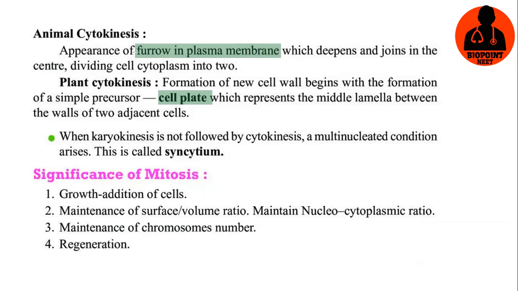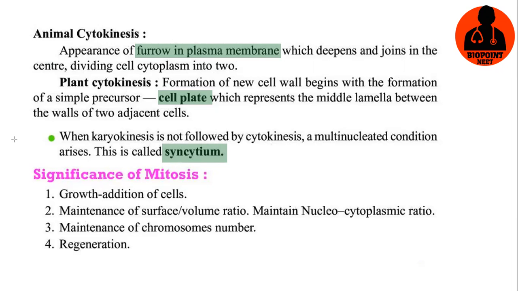When karyokinesis is not followed by cytokinesis, a multinucleated condition arises, and this is known as syncytium.